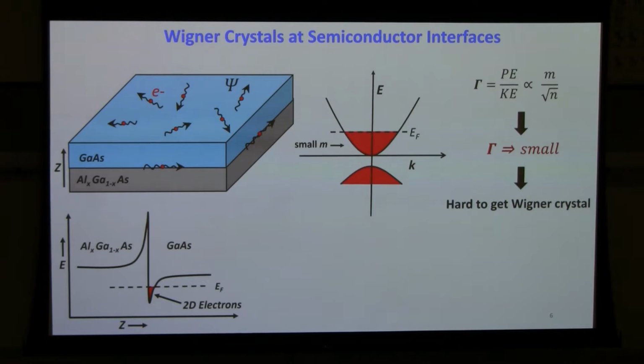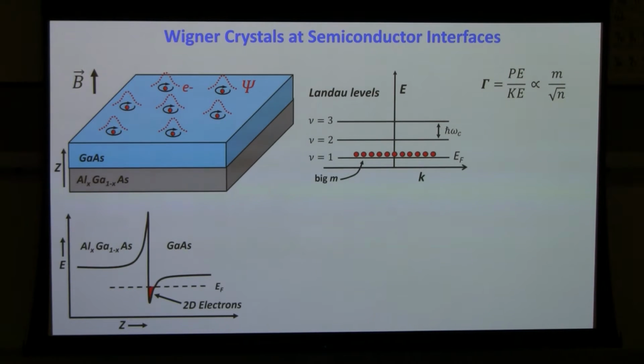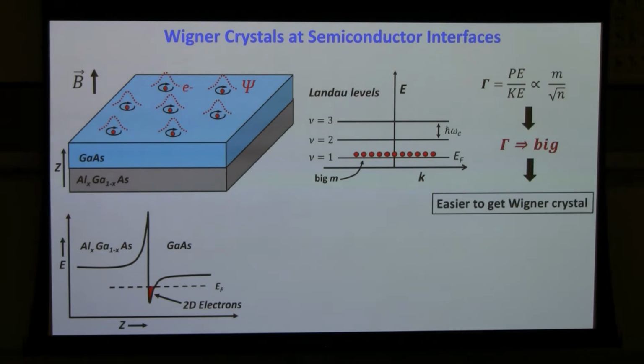And so what people do is a trick, and the trick they do is to turn on a magnetic field, because that makes the electrons go in circles, Landau levels like you see here, and it causes that nice dispersive band to flatten out into Landau levels. And in the language of solid state physics, what we say is that these Landau levels have a very heavy mass because they're flat. And what that means is that the mass is big, so now this ratio gets big. And that's good, because now it's easier to get a Wigner crystal.